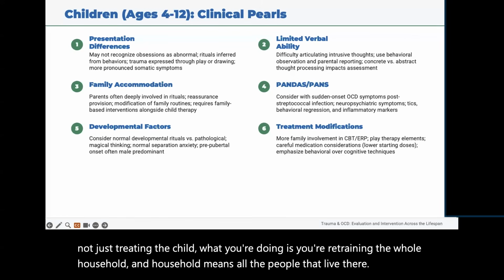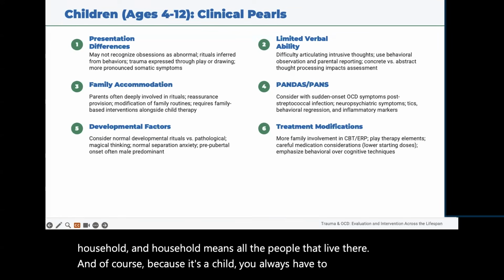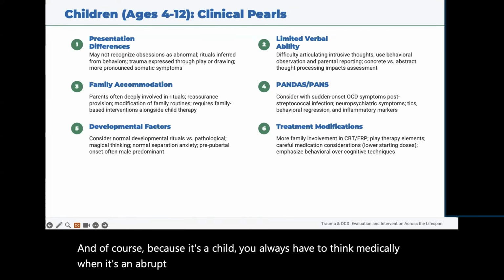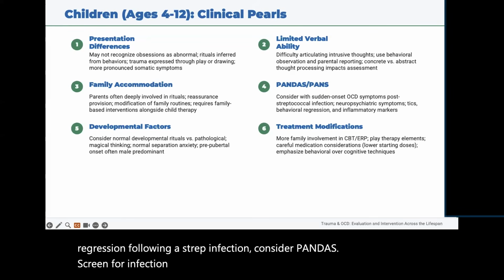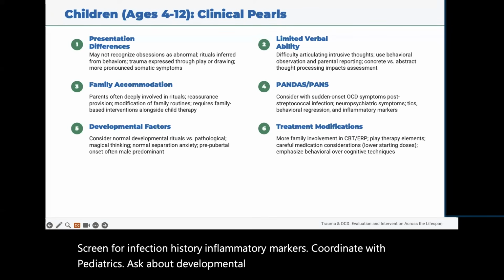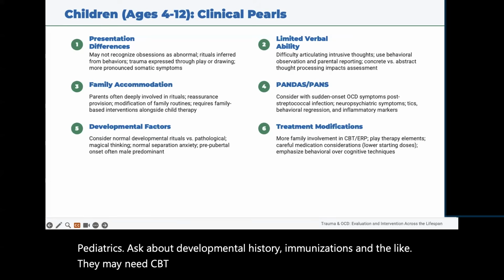And of course, because it's a child, you always have to think medically when it's an abrupt onset. So if a child develops OCD symptoms, tics, regression following a strep infection, consider PANDAS. Screen for infection history, inflammatory markers, coordinate with pediatrics, ask about developmental history, immunizations, and the like. They may need CBT alongside the medical treatment of antibiotics to treat them.